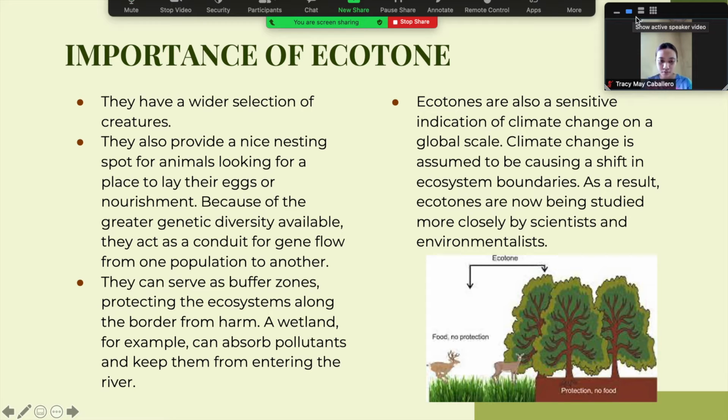And lastly, ecotones are also sensitive indicators of climate change on a global scale. Climate change is assumed to be causing a shift in ecosystem boundaries. As a result, ecotones are now being studied more closely by scientists and environmentalists.